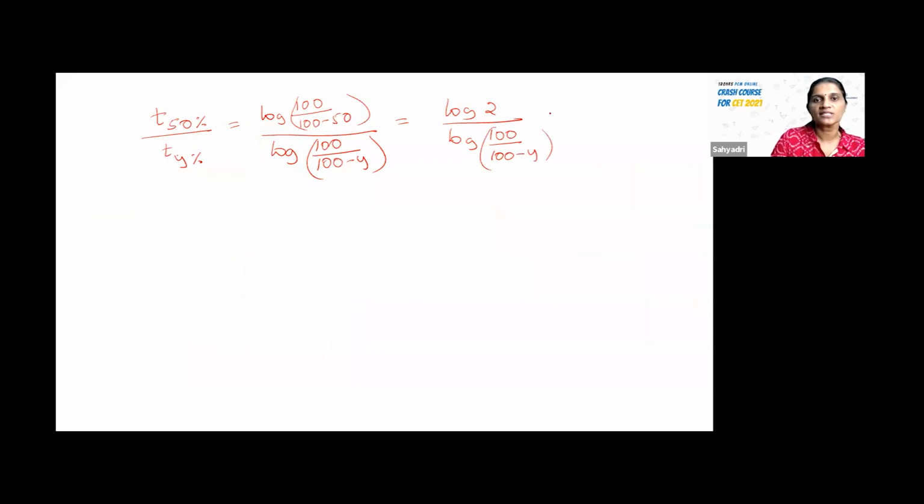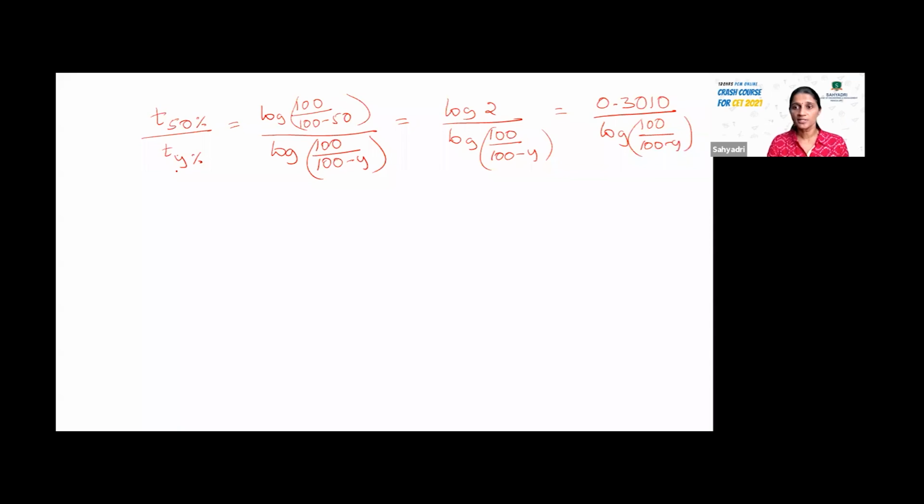So what is log 2? Log 2 is 0.3010, right? So we will take 0.3 for calculation. We can take it as 0.3, no problem. So it is log 2 divided by log of 100 divided by 100 minus Y. This is how you will get T 50% by T Y percent.